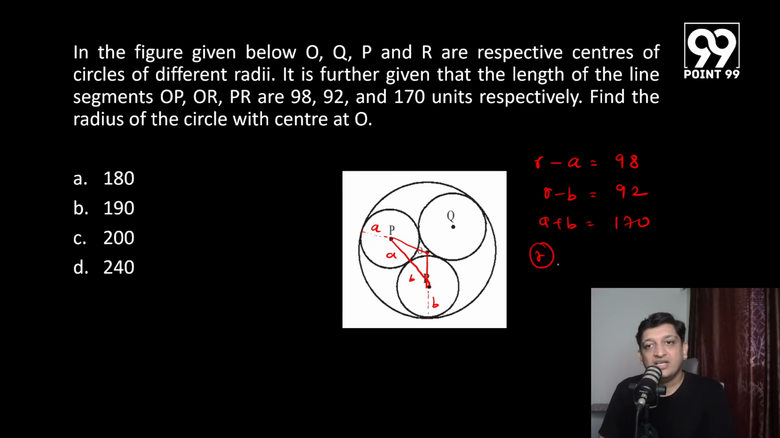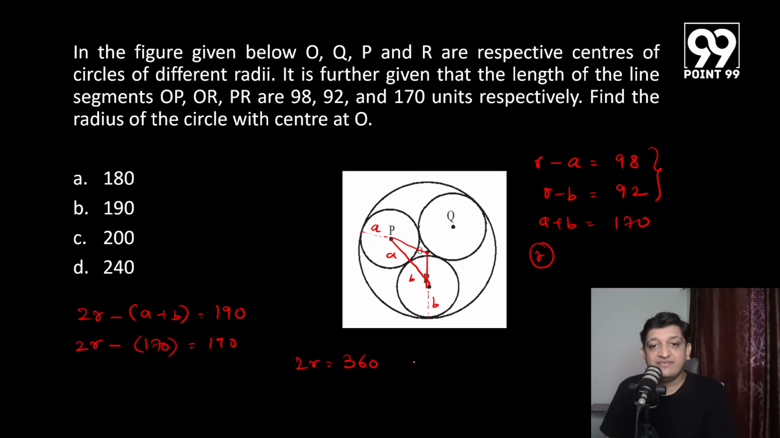How do we do it? So basically what you can do is add these two. You are going to get 2R minus, if I take common, A plus B will be equal to 98 plus 92, that is 190. Which basically means 2R minus A plus B, which is 170, will be equal to 190. So 2R will be equal to 190 plus 170, that is 360, or R will be equal to 180.